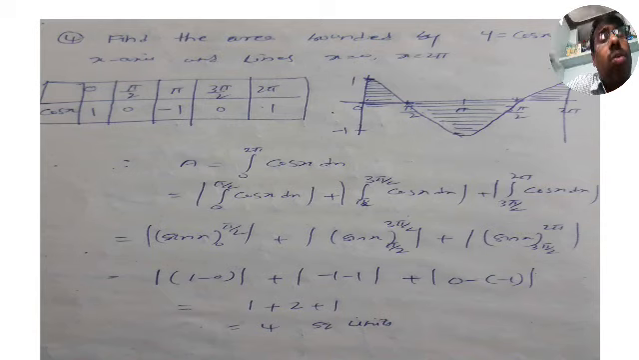Area is equal to the integration from 0 to 2 pi of cos x dx, and the integration of cos x is sin x from 0 to 2 pi: sin 2 pi minus sin 0, that is 0 minus 0. You will get 0 if you do it directly.